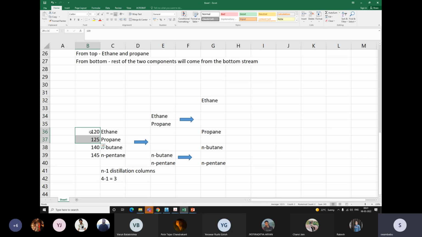It's good to separate these two first and these two first. So at that time, this is the light key and this is the heavy key. If you define that, it is better. That way we may have a smaller number of stages required. Suppose the boiling points are 120, 125, 130 and then 145, then obviously it is better to say n-butane is the light key and n-pentane is the heavy key. So it depends upon the boiling points and net energy demand calculations. After calculating that, whichever gives the minimum net energy demand and the minimum number of stages, that we prefer.